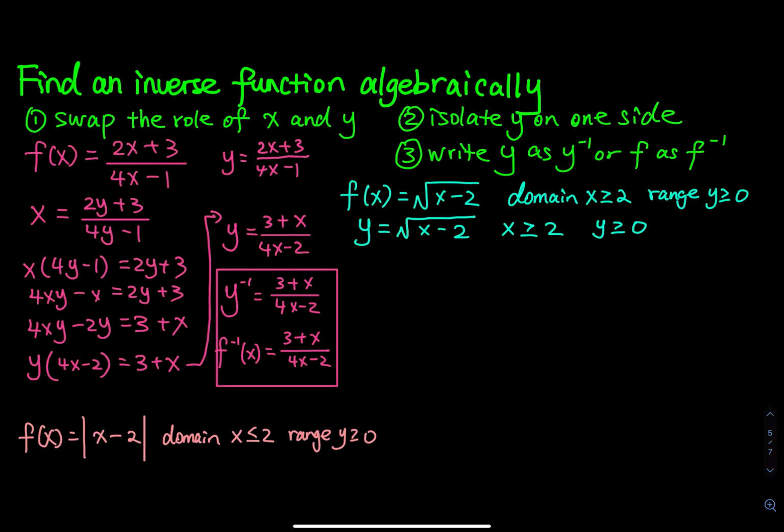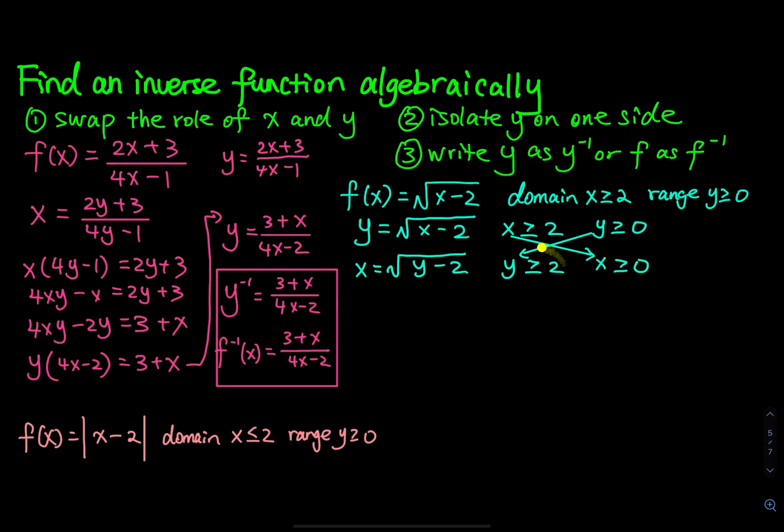So now we start the process, swap x and y. So we have x equals the square root of y - 2. So now you swap the roles of x and y. So this time becomes y greater than or equal to 2 and x greater than or equal to 0. You have to switch x and y. Another way to think about this is the domain of f is the range of f inverse. The range of f is the domain of f inverse.